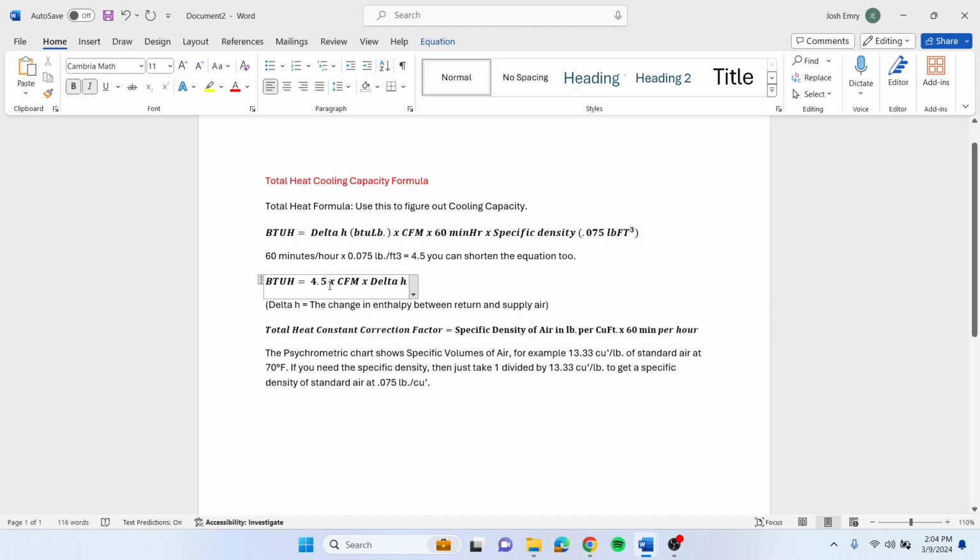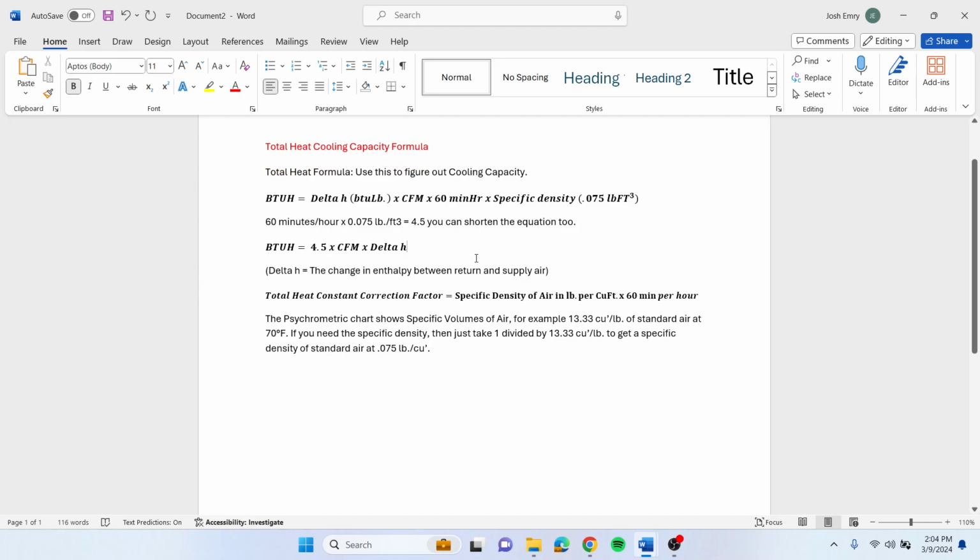They shorten this equation from using this up here. So what you end up doing is you'll take 60 minutes per hour times your specific density of air. So standard air is 0.075 pounds per cubic foot. So they just took 60 minutes times 0.075, which equals 4.5. So that's where you get this 4.5.